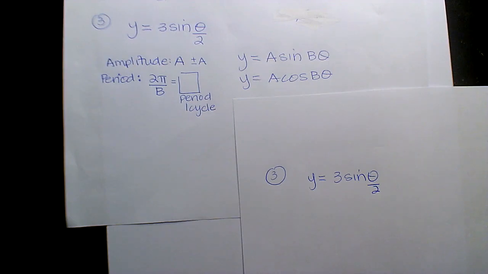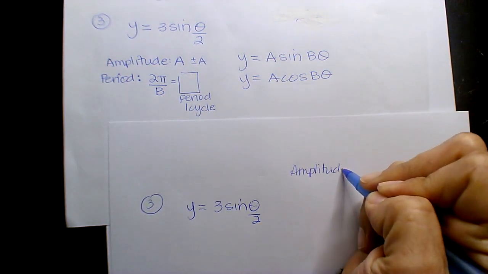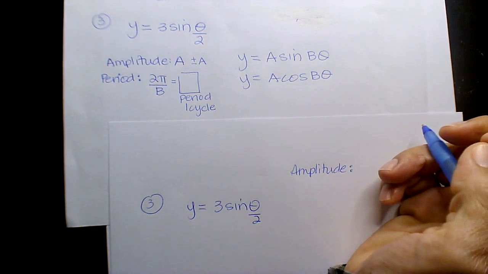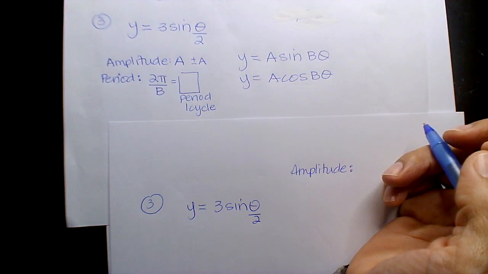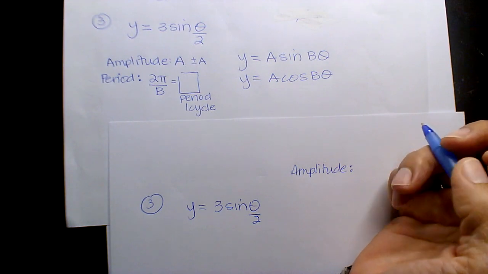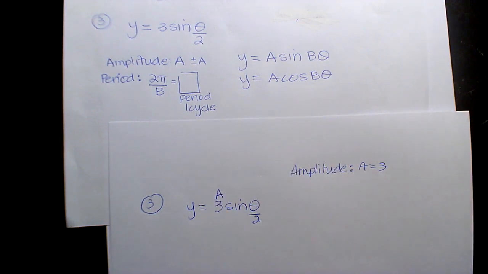Right, so the third function is 3 sine theta over 2. All right, what is your amplitude? Which one? The amplitude? A plus minus A. Or no, it would be 3 plus minus 2. Yes, right? Yeah. Okay, the A value is 3 because this is A, right?